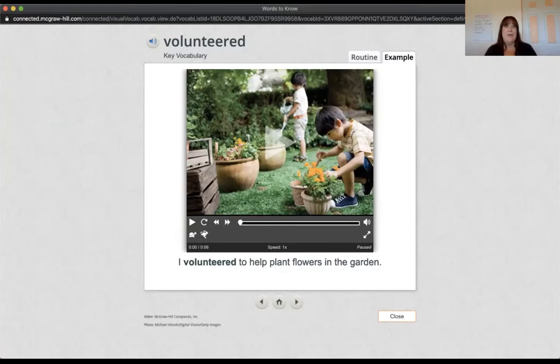Volunteered. This is something that I know you guys are excellent at because you volunteer to do all sorts of things. So volunteered is when you offer to do something.